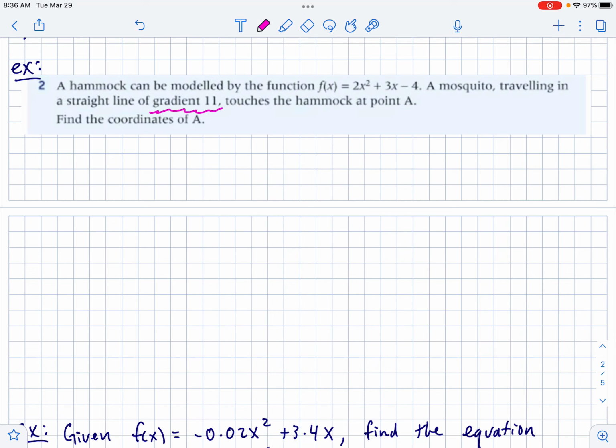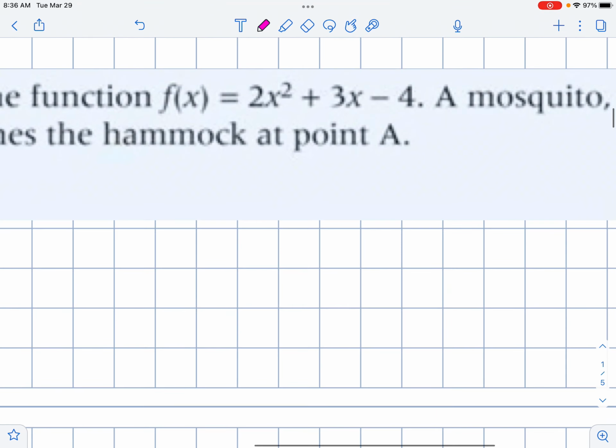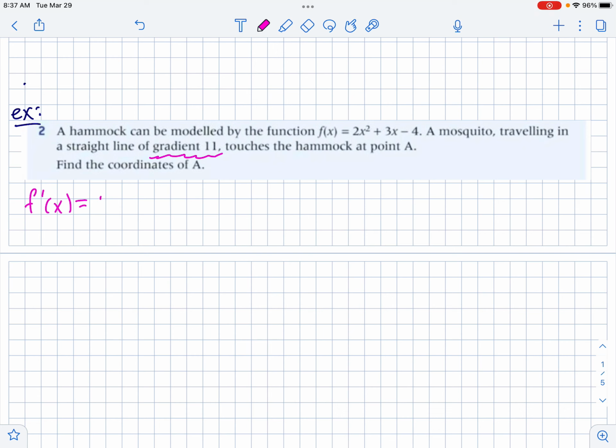You guys, because it says gradient of 11, remember the gradient is the slope and the derivative is the slope machine. So first step, we're going to take that derivative. If you do the power rule on this right here, the 2 will come out in front and be multiplied, and then the derivative of 3x is just 3, and then this part will completely just go away. I'm going to need that equation later, so I'm going to get rid of these. So the derivative is 4x plus 3.